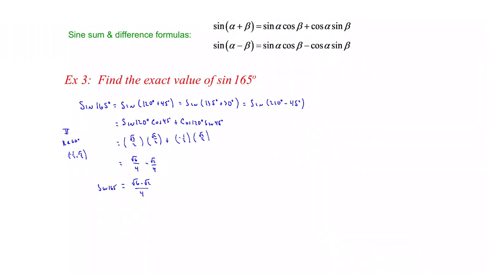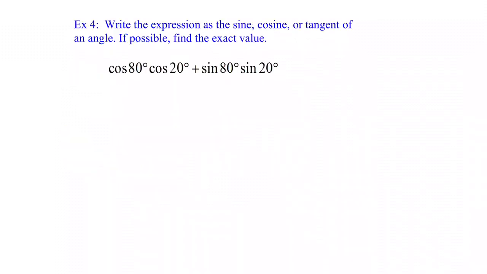So sine of 165 degrees is square root of 6 minus square root of 2 all over 4, which approximately is 0.259. It is in the second quadrant, sine should be positive. And on each of these, I do want the exact value. I'm just showing you the approximation so you can see whether it makes sense or not to the problem.